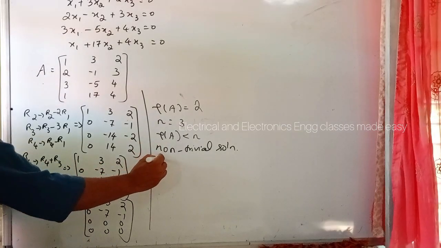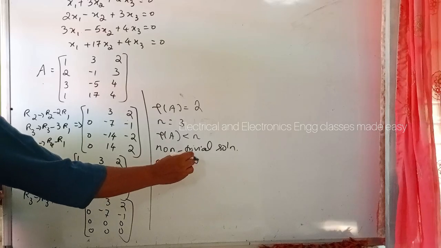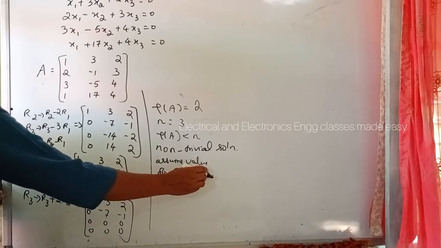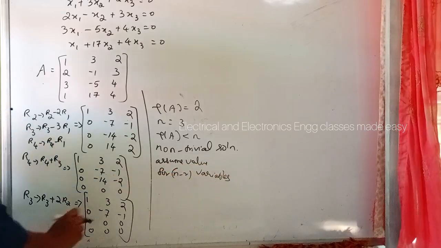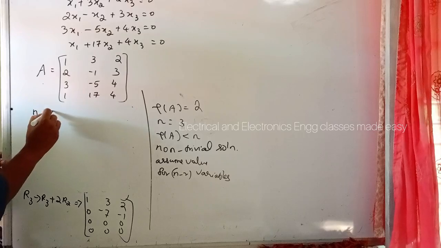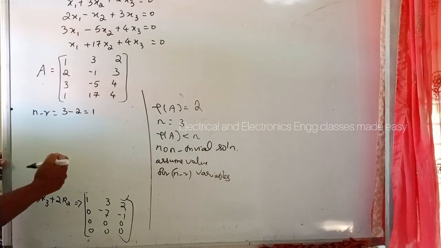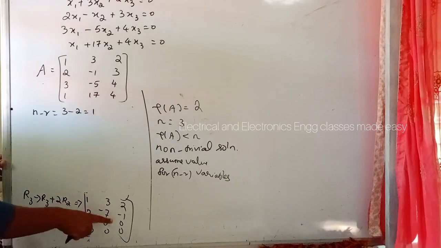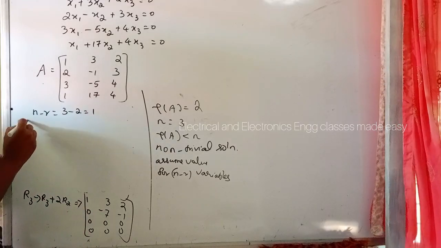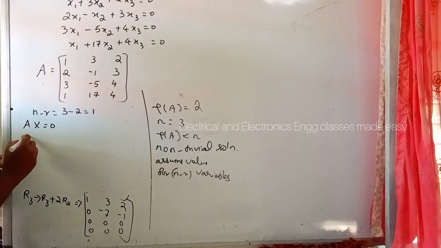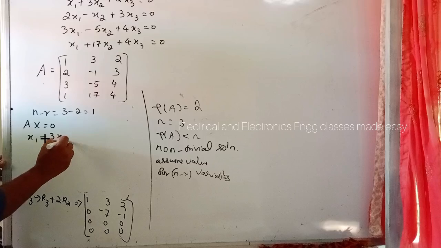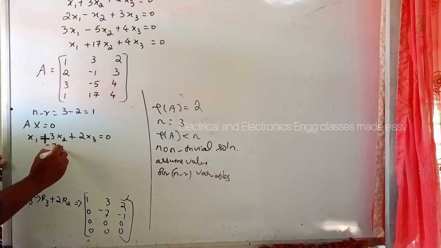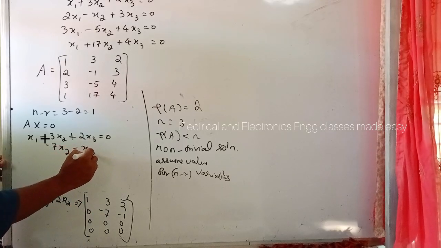That is, here we have to assume value for n minus r variables. So here n minus r is equal to 3 minus 2, that is 1. So here we have to assume value for one variable. So from this last reduced form, we have to write AX equal to 0. That is x1 minus 3x2 plus 2x3 is equal to 0. Then minus 7x2, then minus x3 equal to 0.